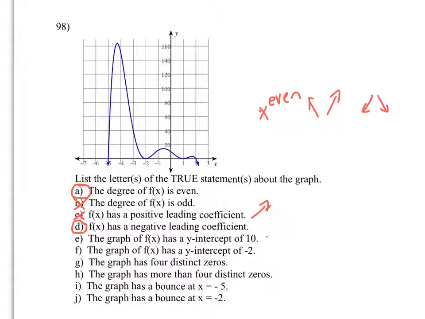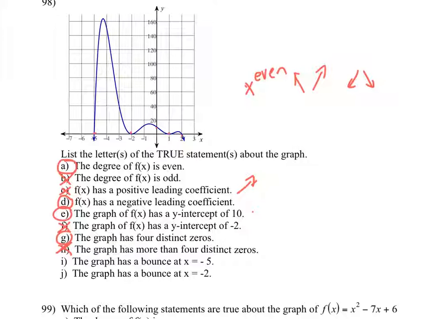Y-intercept of 10, yeah, that looks pretty good. Y-intercept of -2, nope. 4 distinct zeros, we got 1, 2, 3, 4, that is correct. Has more than 4 distinct zeros, nope, we just found that it has 4. A couple of those are double roots, so they bounce there, but those are more zeros, but they are not separate distinct zeros. Distinct means different. A bounce at x equals -5, well, we don't bounce there. And a bounce at x equals -2, we certainly do bounce there, so we would mark that one right.